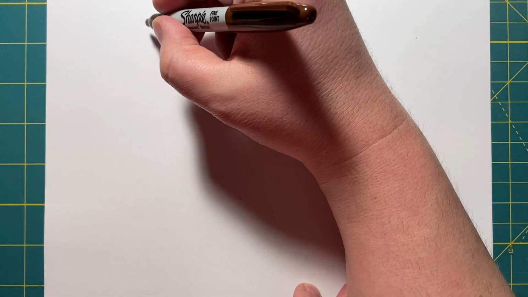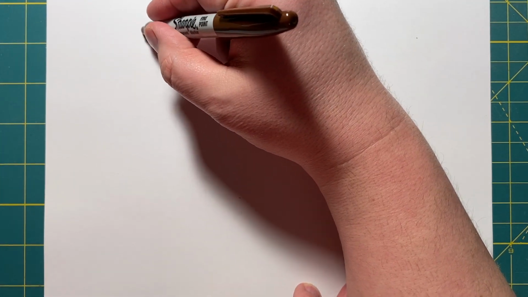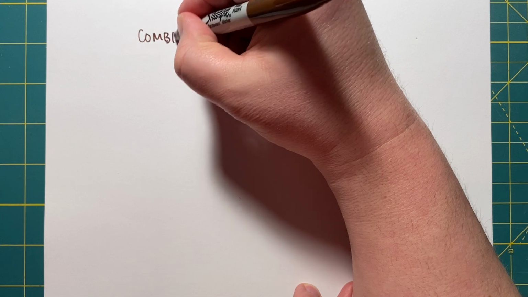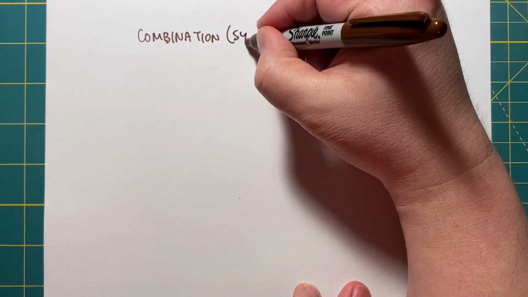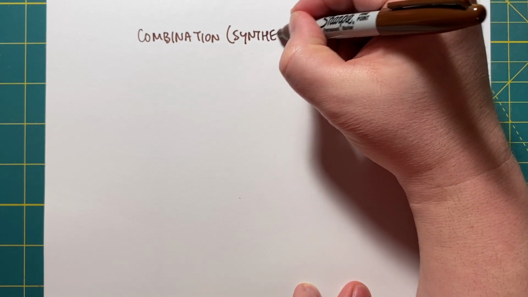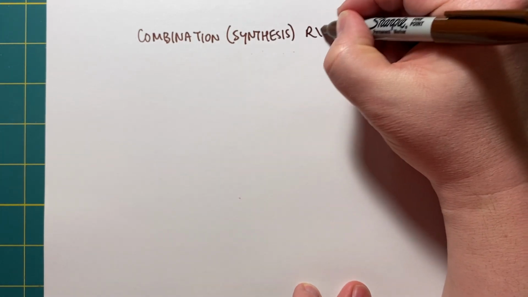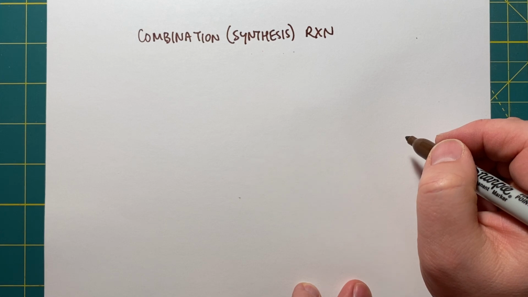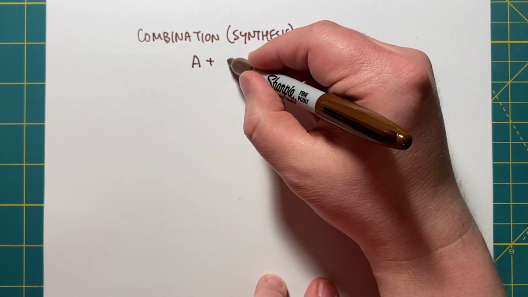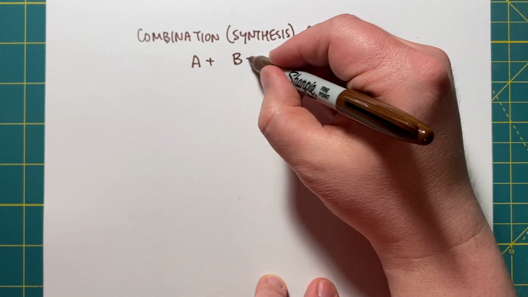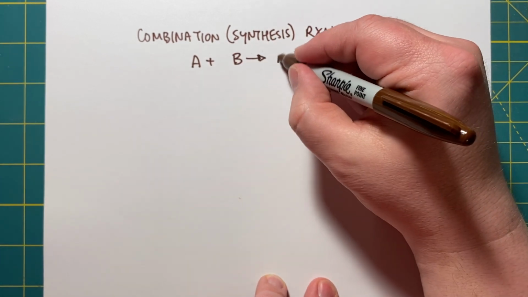The first of these is called a combination, sometimes called a synthesis reaction. In this type of reaction, you have two things that are fairly simple or are simpler, forming something more complex.